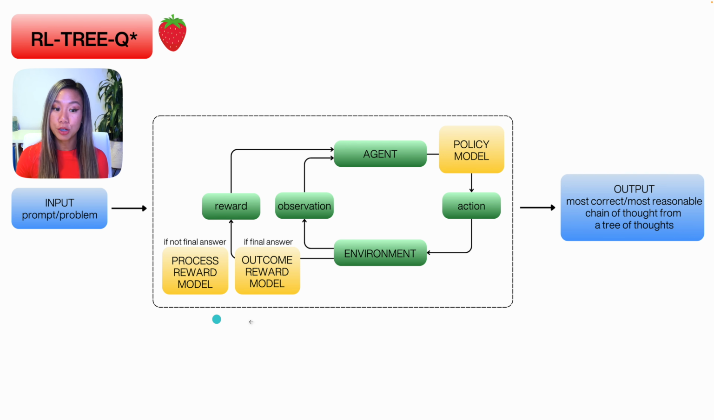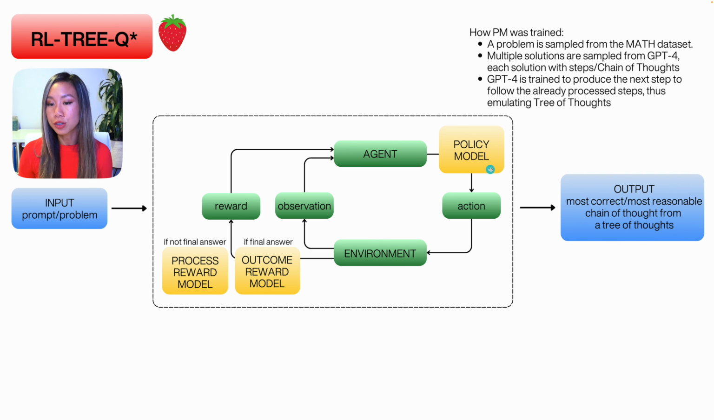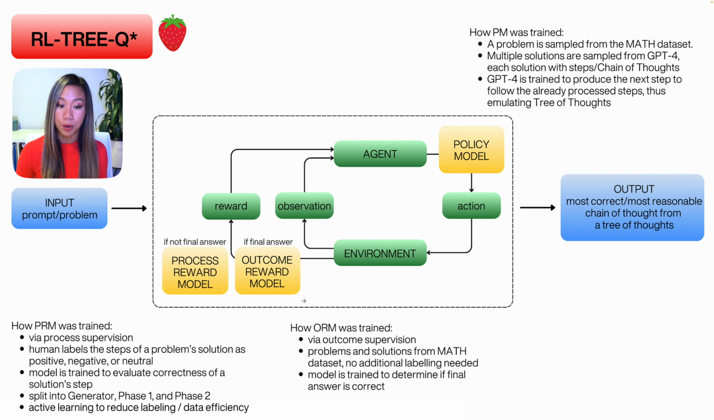Both your policy model and your reward models are going to be neural networks that you need to train. For the training of your policy model, you're essentially fine-tuning GPT-4 to output the next step in your solution for you. So how that's going to look is if you give it an input problem from the math data set and a solution with steps 1, 2, and 3, you're going to ask GPT-4 to output step 4 of your current solution. And based on that step 4, if it was the final answer, then the outcome reward model will decide your reward. And if step 4 wasn't the final answer, then the process reward model will decide your reward.